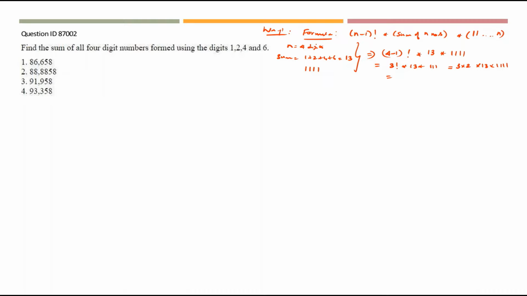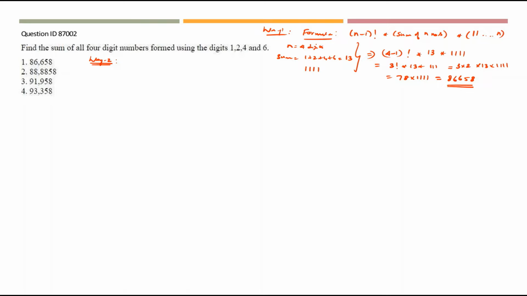6 into 13 will give me 78. 78 into 1111 will give me 86,658. So this will be the answer if you know the formula. So this is the usual way if you don't have any idea about the formula.